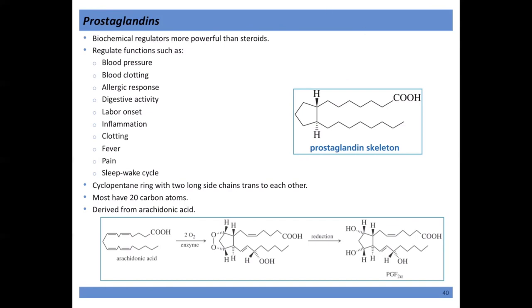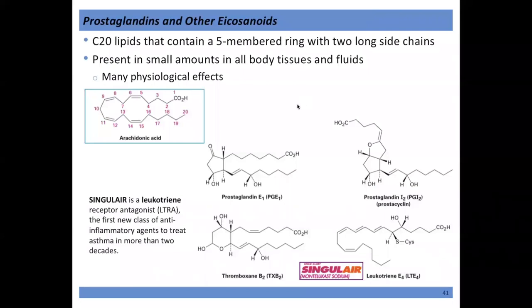So the arachidonic acid can actually be used to make other molecules. And some of these other molecules are known as leukotrienes. These actually cause inflammation. And so if you've ever taken Singulair, it actually inhibits the synthesis of leukotrienes and helps with asthma and other anti-inflammatory issues. So these are present in small amounts in all body tissues and fluids. And like I said, it really depends on where in the body you're at and the function of the molecule.